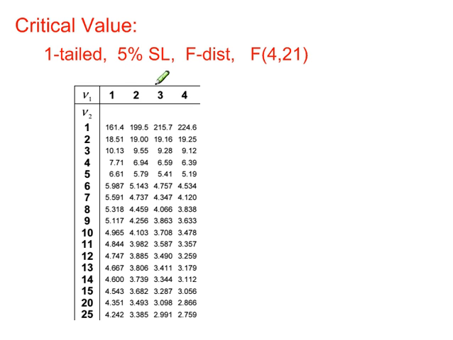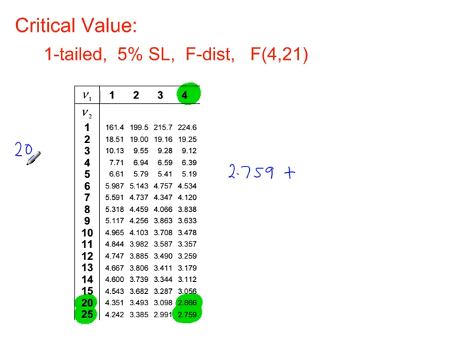So with this table, F4,21, well, there's the 4, so we know that we're in this column, but there's no 21. 21 is in between 20 and 25, so our critical value will be somewhere in between these two values. Now the smaller value out of these two is 2.759. And we're going to add something to it to move from 25 towards 21.